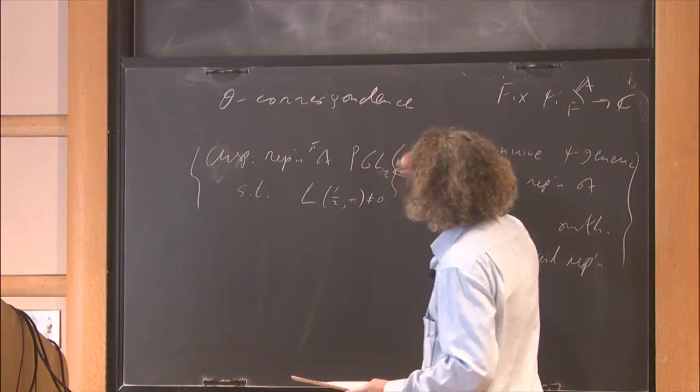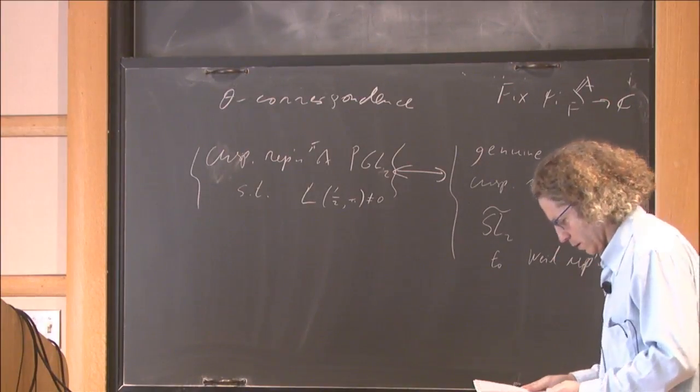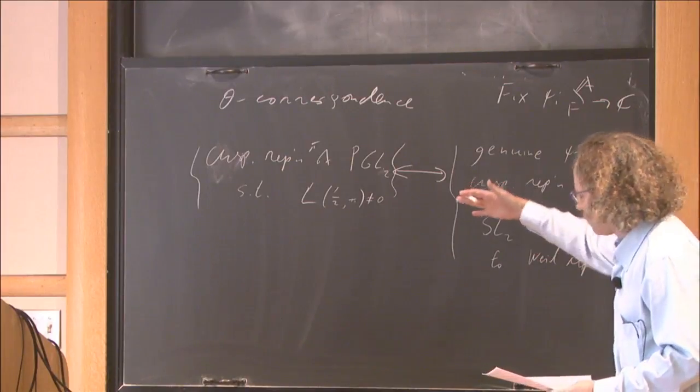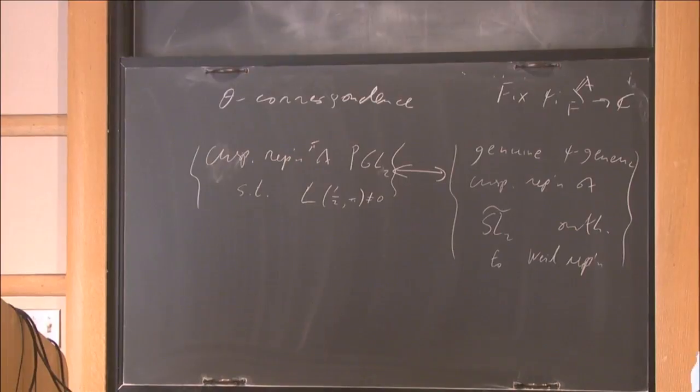And this is not just some abstract bijection, it's achieved actually by explicit construction using the Weil representation. So I will not recall exactly this construction, but I will do it in another way following Ginzburg, Rallis, and Soudry.